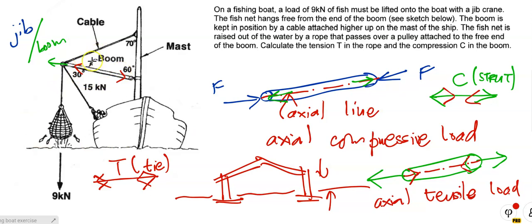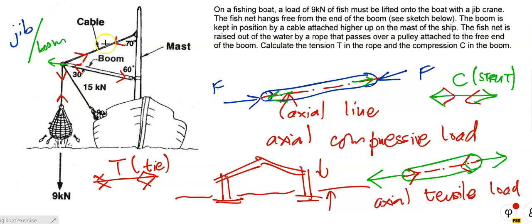And this here is a cable. You know, it's a cable. A cable is a steel rope. And the cable can never ever be in compression because it'll just bend. A cable is always in tension. So we show it like that. Okay. And this rope here is also in tension.